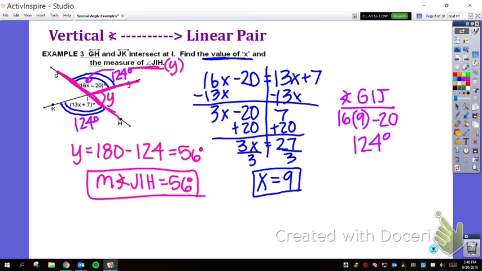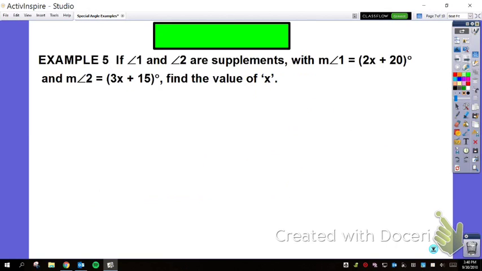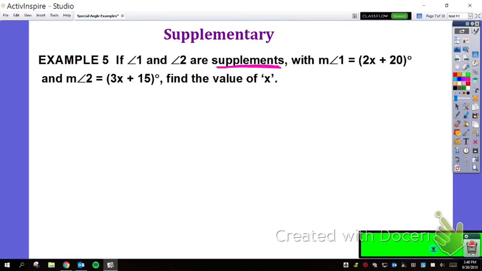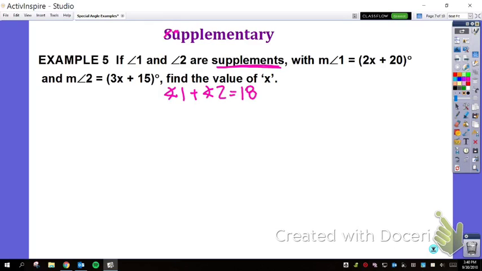So, continuing on, we've got a couple more examples. Flipping to the back side of that paper, we are looking at example number 5, and it says if angle 1 and angle 2 are supplements. If they're supplements, that means we're dealing with supplementary angles. And we know that supplementary is equal to 180 because our s can turn into an 8. So we know that angle 1 plus angle 2 equals 180.